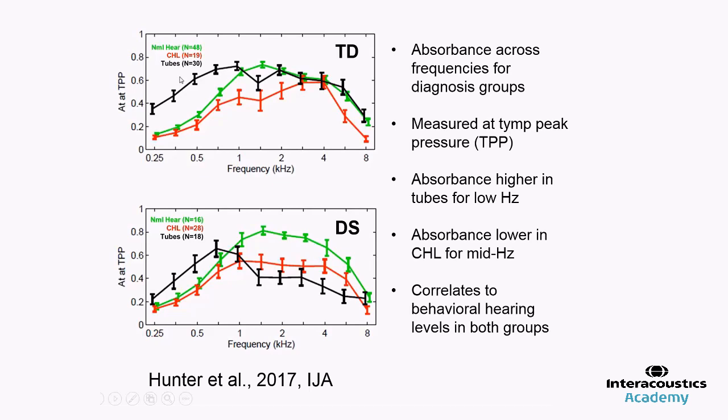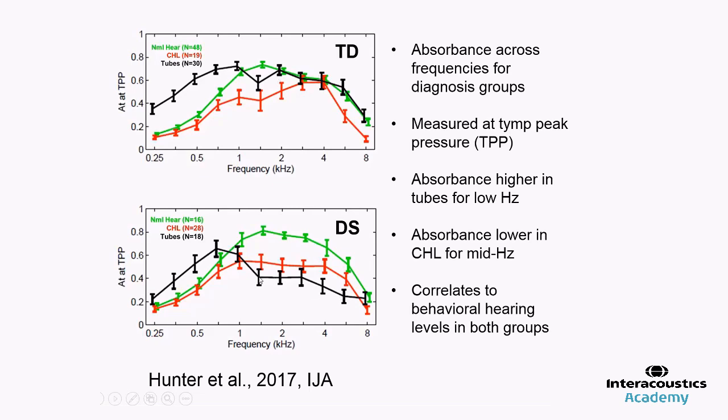The children with tubes have very high absorbance in the low frequencies. So that's the pattern that was reported by Chris Sanford and by other studies. And we see that both in the typically developing kids and in the children with Down syndrome. But what's really interesting is in the children with Down syndrome and tubes, their absorbance in the higher frequencies is much lower compared to the typically developing children.